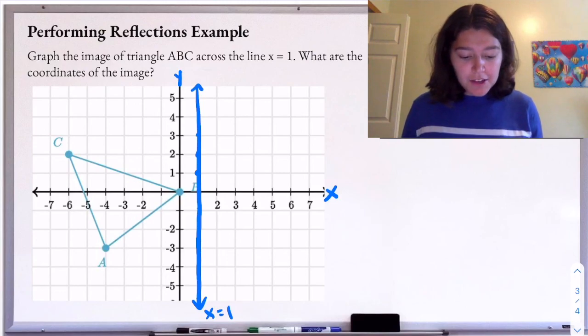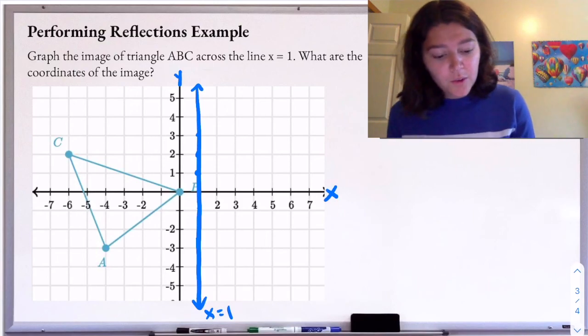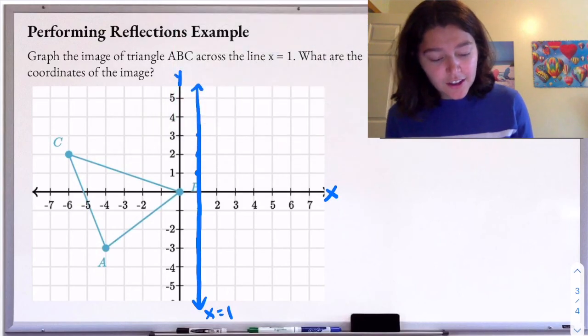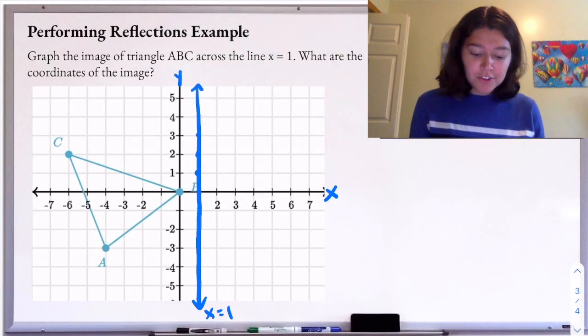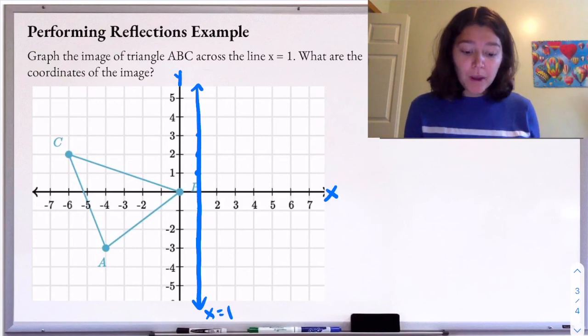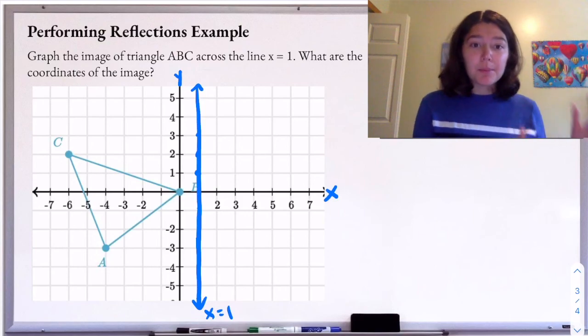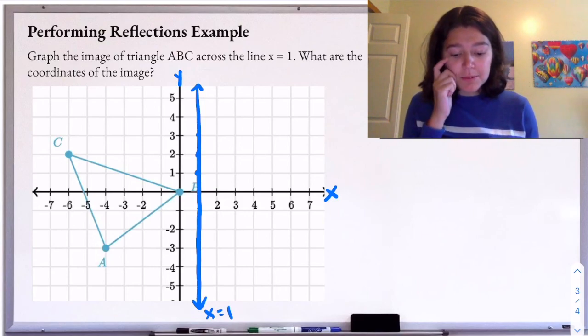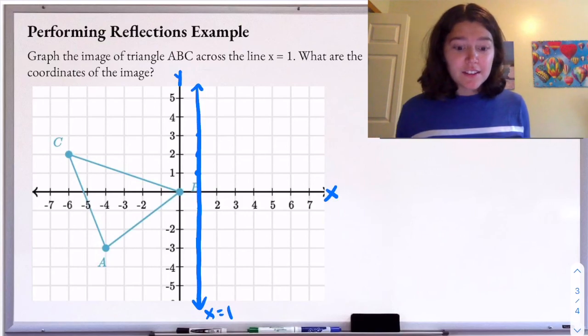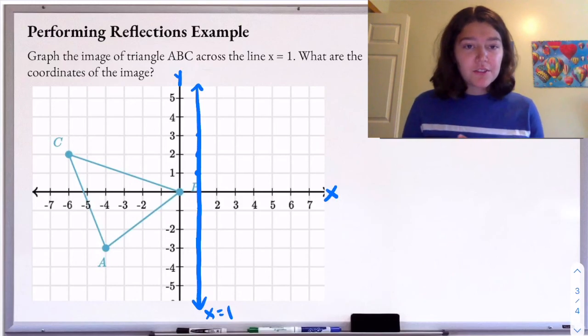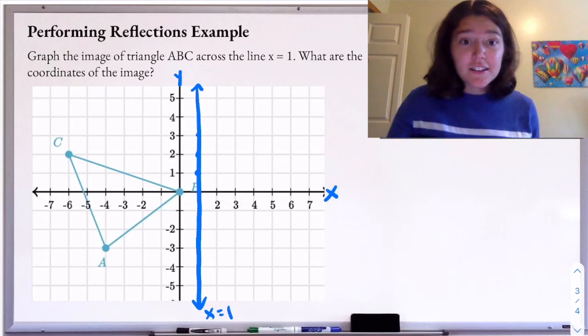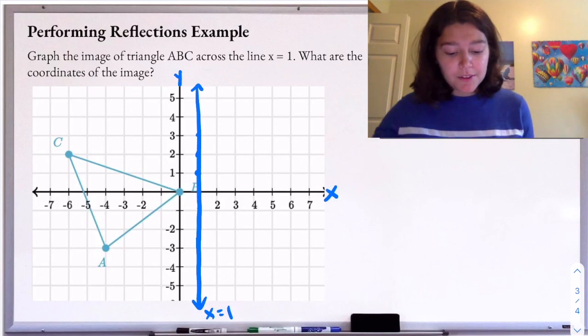All right, so we're going to make that our line of reflection, x equals 1. So how do we reflect triangle ABC across this line? Well, we go back to our definition of a reflection. A reflection means the points on the pre-image and the image are the same distance away from our line of reflection, but on the opposite side. So our goal is going to be looking at our three vertices and seeing how far away those points are from the line of reflection, and then moving them that same amount on the opposite side.